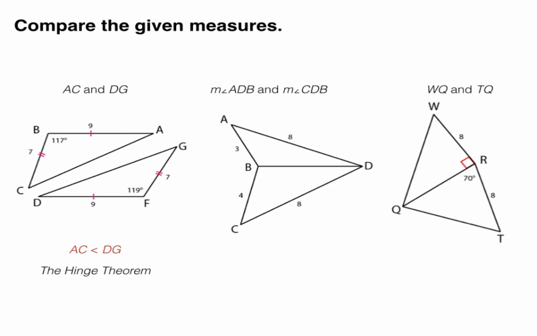Now let's compare the measure of angle ADB and the measure of angle CDB. Well, the measure of angle ADB is less than the measure of angle CDB because 4 is larger than 3. That's the converse of the Hinge theorem. Let's compare WQ and TQ. WQ is larger than TQ because 90 degrees is larger than 70 degrees.